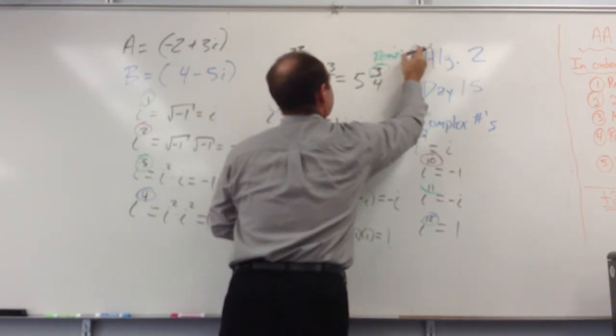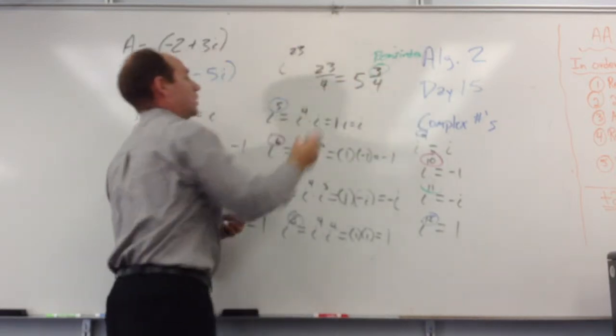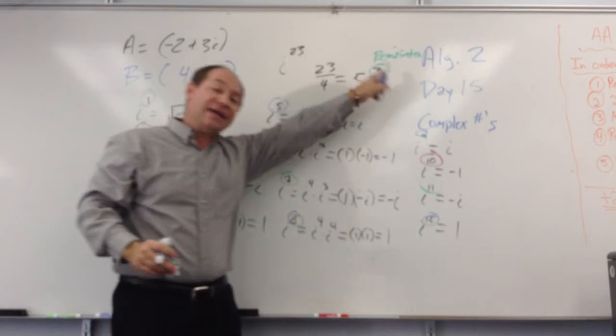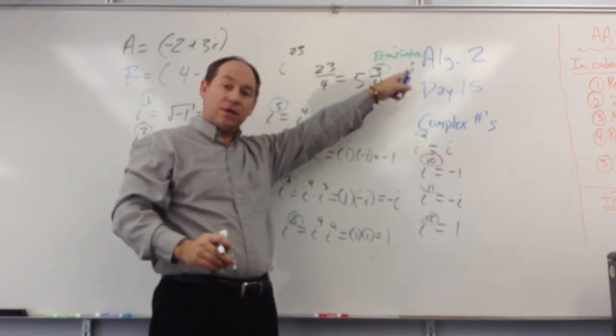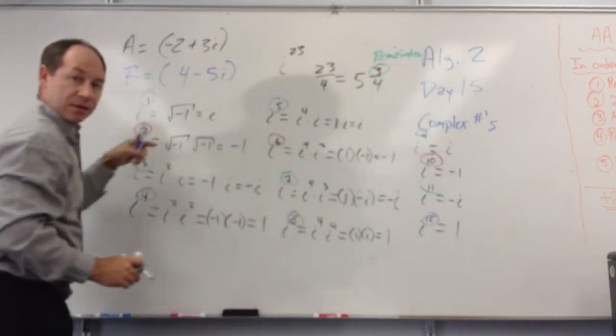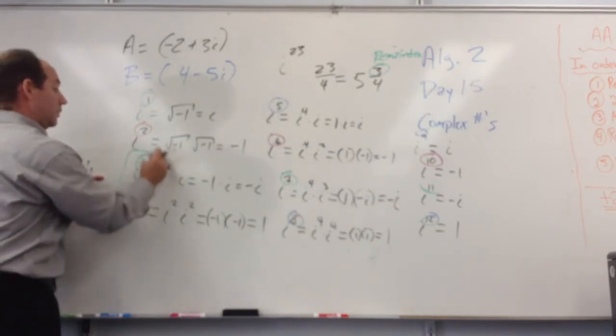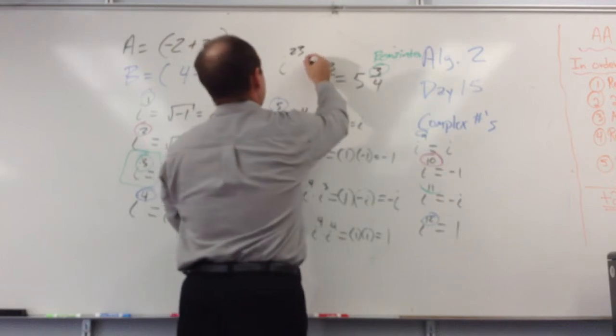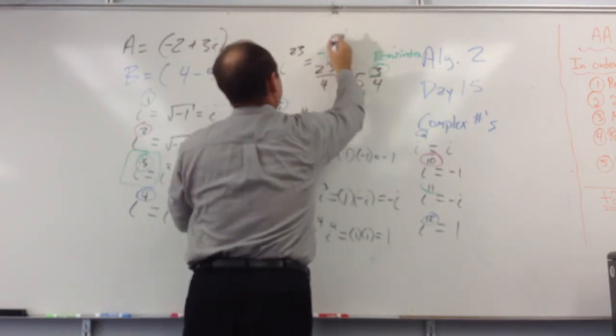Okay, so what I'm doing is I'm dividing this exponent by 4, but you know what? I don't really care that it goes in 5 times. I care that the remainder is 3. Because what does that mean? It acts here like i cubed. Which means this will be equal to the opposite of i.